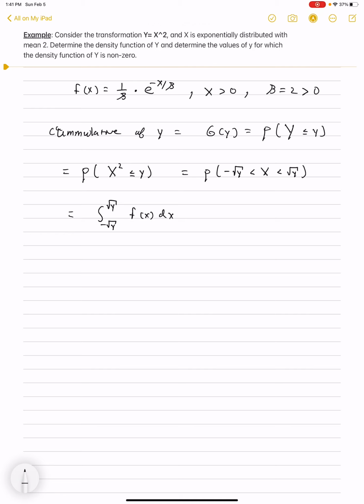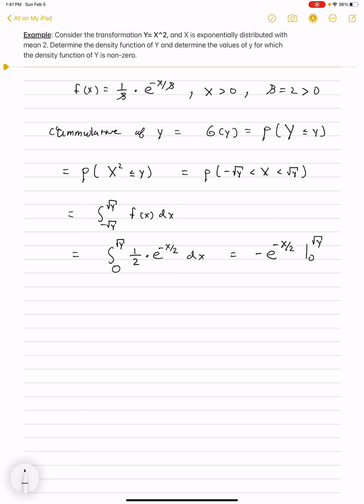Okay, so we can use this. So this will be the integral of 1/2 times e to the minus x over 2 dx. It says x has to be greater than 0, so the lower limit of integration is not negative square root of y, it's 0, to square root of y. And now we anti-differentiate this. This will be minus e to the minus x over 2, evaluated at 0 and root y.